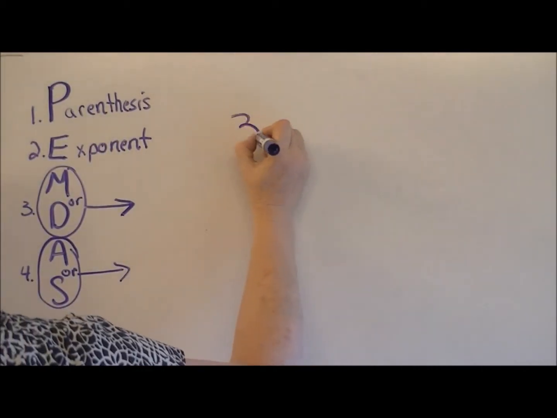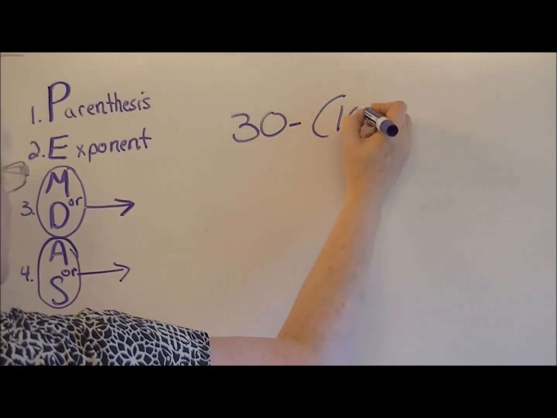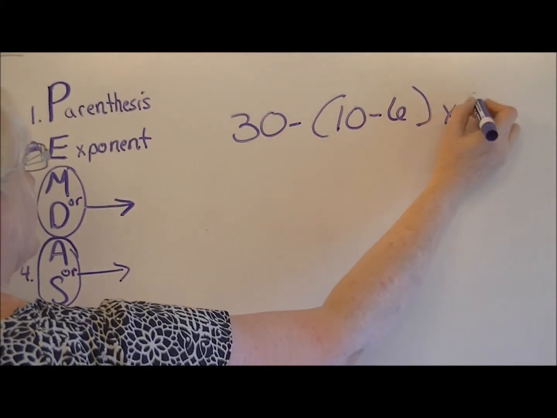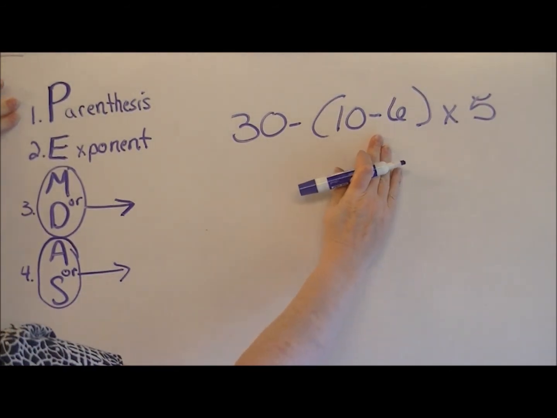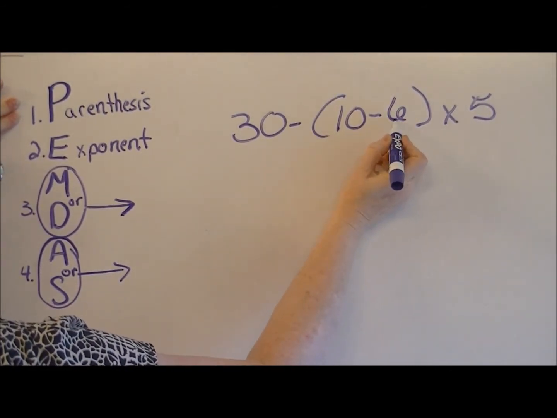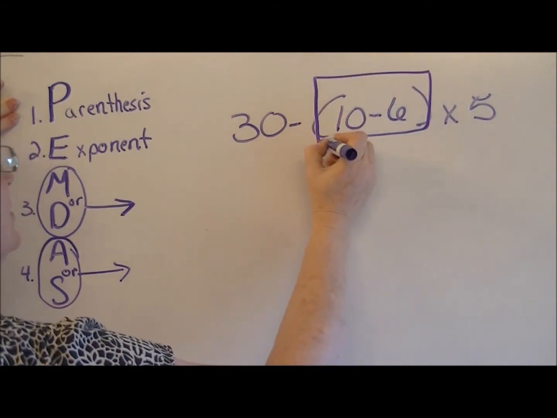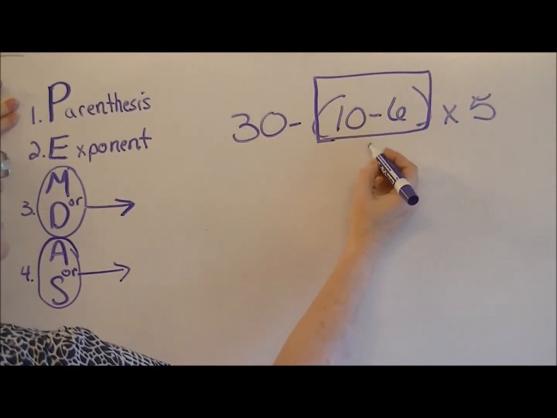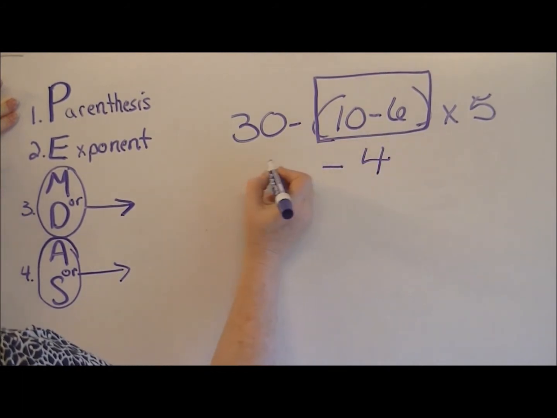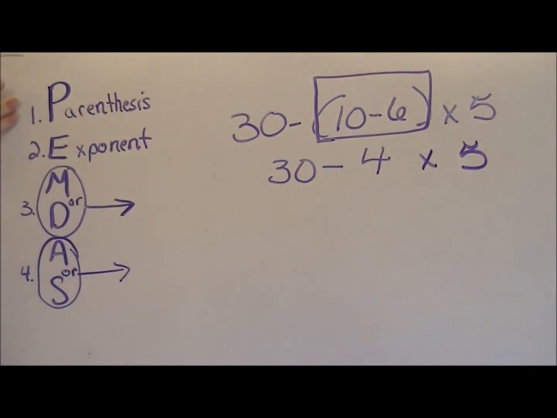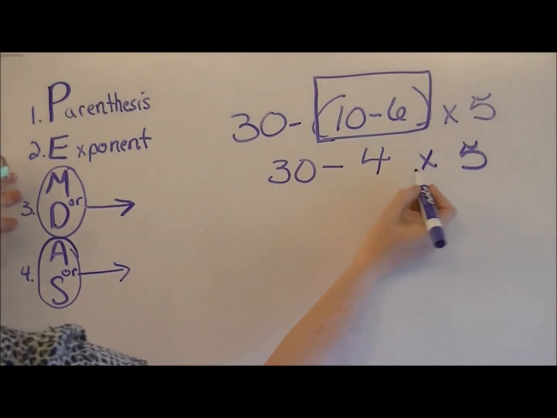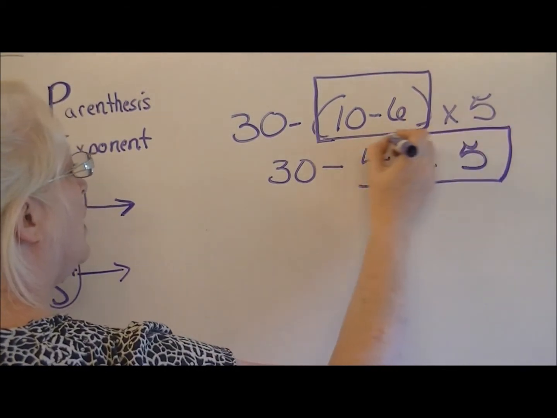Let's do one that has parentheses. Parentheses comes first, so we go straight to the parentheses and we solve 10 minus 6. I'm going to go ahead and box this just to stay with the same method. 10 minus 6 is 4. Now I'm going to write everything else outside the box. Just drop it down. I don't have any exponents. Let's look for multiplication or division. Yes, I have 1. Multiply.